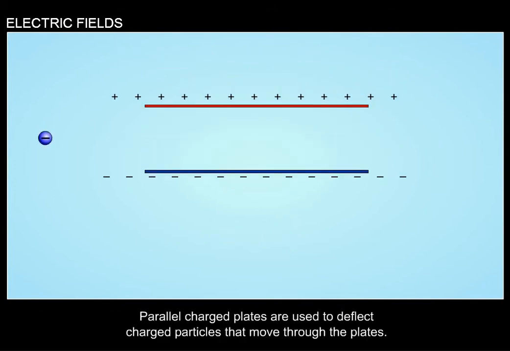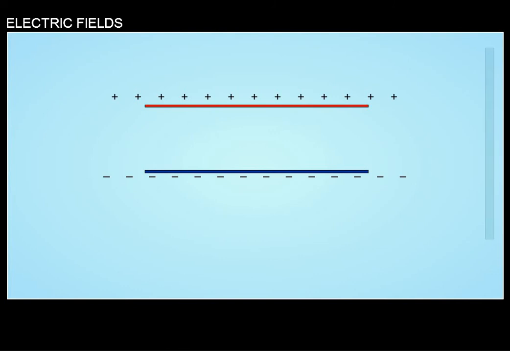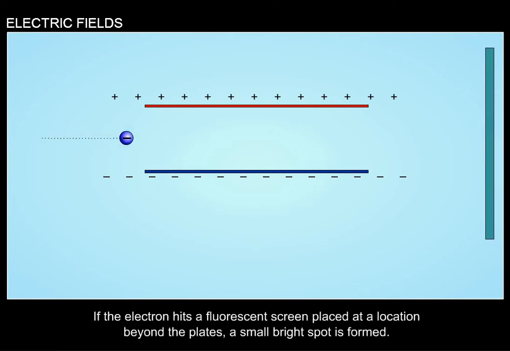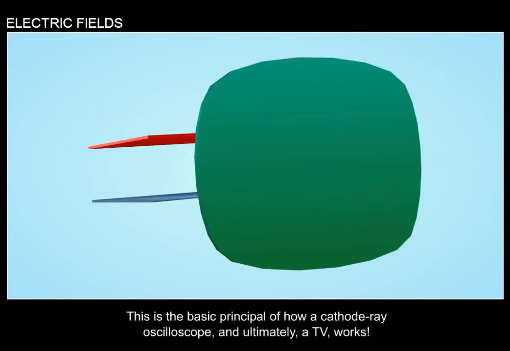Parallel charged plates are used to deflect charged particles that move through the plates. If a negatively charged electron enters the region where the plates are located, it is accelerated by the electric field, and its path is diverted. When the electron emerges from the plates, it follows a straight line since it is no longer being accelerated. If the electron hits a fluorescent screen placed at a location beyond the plates, a small bright spot is formed. This is the basic principle of how a cathode ray oscilloscope, and ultimately a TV, works.